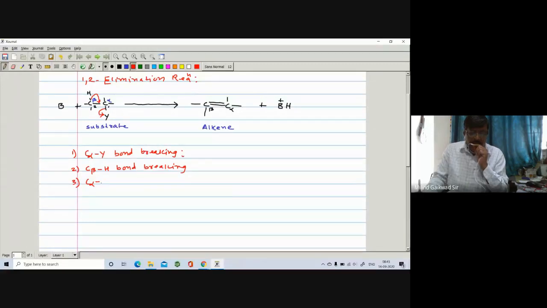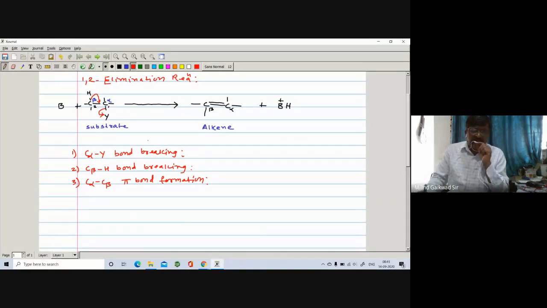carbon-carbon double bond between C alpha and C beta. So C alpha, C beta pi bond formation takes place. So pi bond means double bond. Pi bond formation takes place. You have seen that depending upon bond breaking and bond forming, the reactions are classified into four types. So these are the two processes.